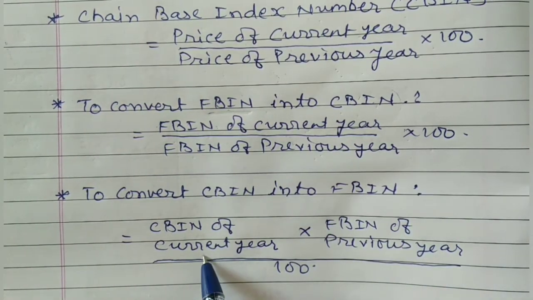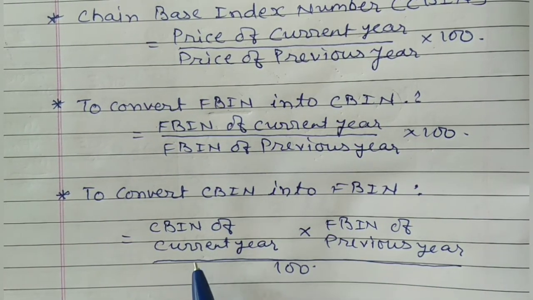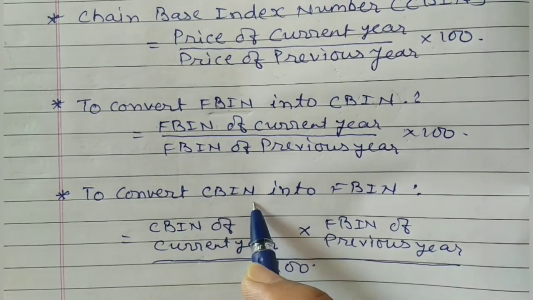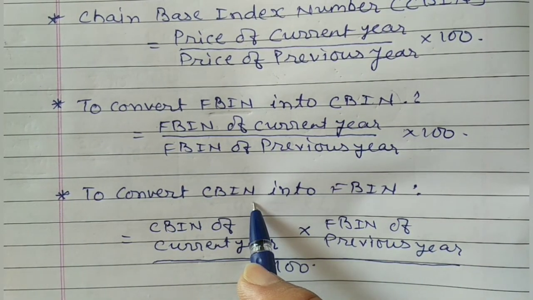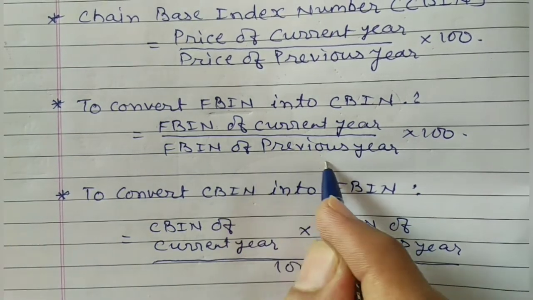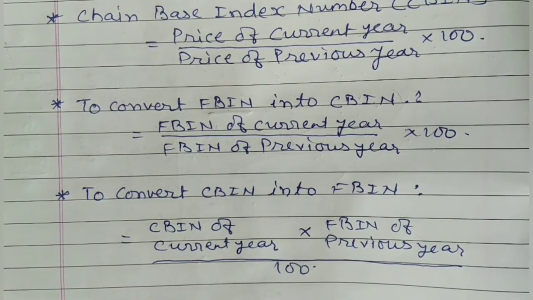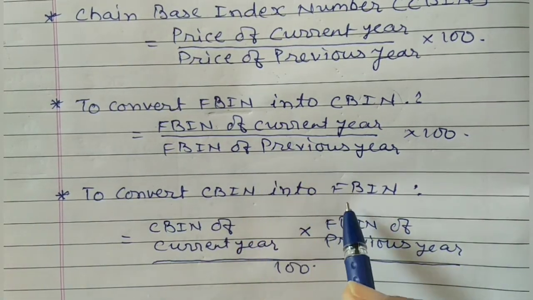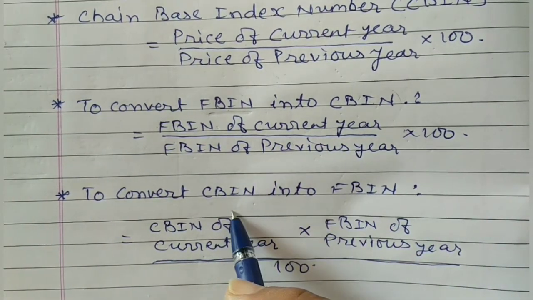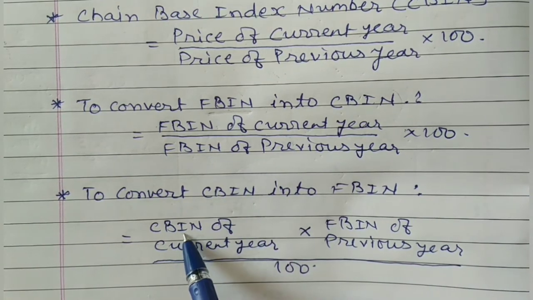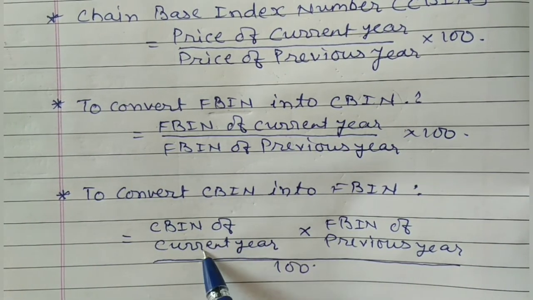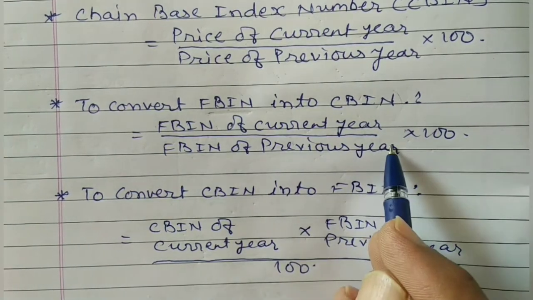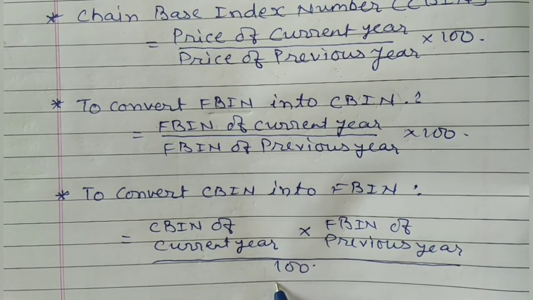Now this formula is a little bit different, and you should consider it properly. If CBIN, that is chain base index number, is given to you, and you are about to convert to FBIN, that is fixed base index number, then whenever you are about to find FBIN from CBIN, the formula would be chain base index number of current year into fixed base index number of previous year upon 100.